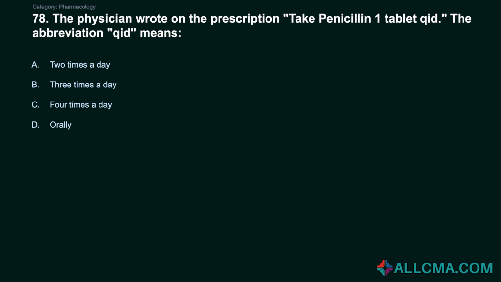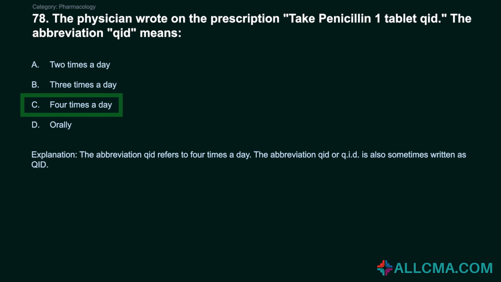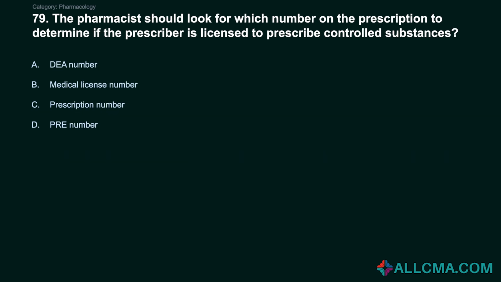78. The physician wrote on the prescription, take penicillin 1 tablet QID. The abbreviation QID means A. 2 times a day. B. 3 times a day. C. 4 times a day. D. Orally. Correct answer, C. 4 times a day. The abbreviation QID refers to 4 times a day. The abbreviation QID is also sometimes written as qid.